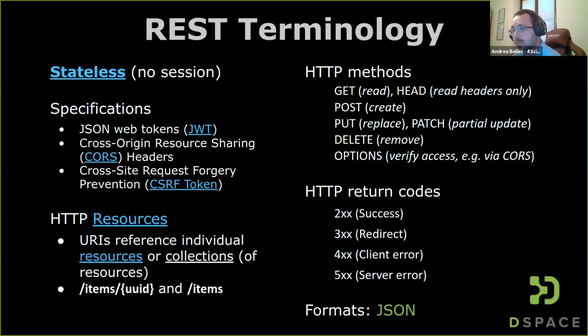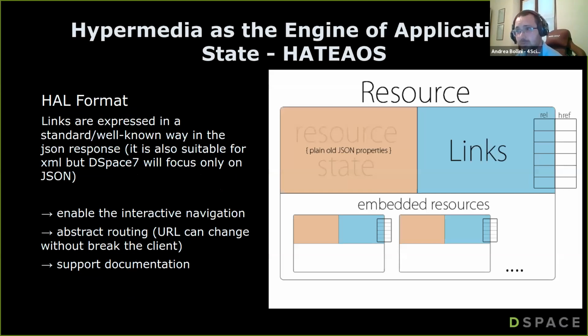So just a bit more information about the HAL format that we have adapted for our response. We just provide an answer in plain JSON object, but the HAL format describes each resource with three sections. There is the resource state, which is just the plain old JSON properties related to your object, such as the metadata of your item.